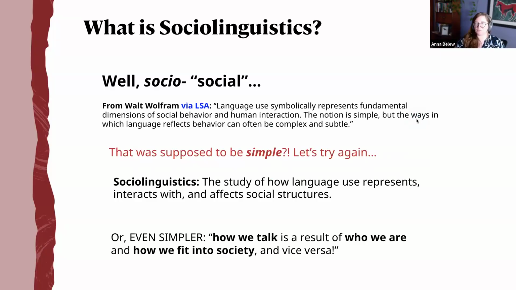So let's simplify it a little bit more so that we can all be on the same page. Sociolinguistics is the study of how language use represents, interacts with, and also affects social structures, right? So let's make it as simple as possible. How we talk is a result of who we are and how we fit into society, and vice versa, right? Who we are and how we talk and our place in the social world are all linked together, and all these things affect each other reciprocally. So when we study that, we are doing sociolinguistics.